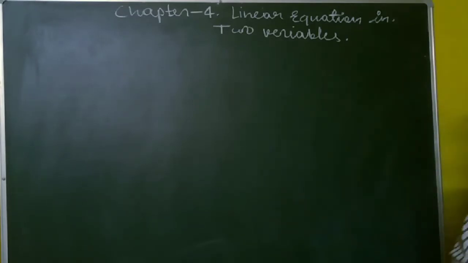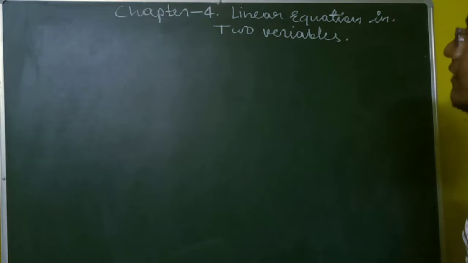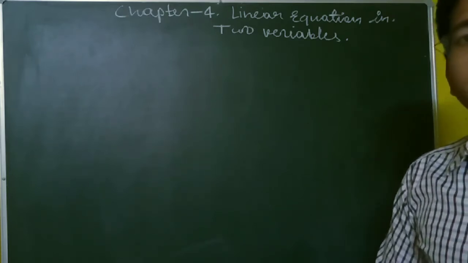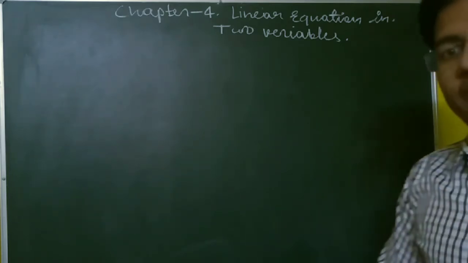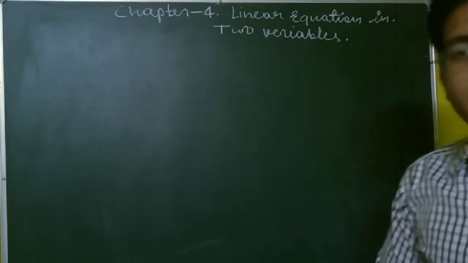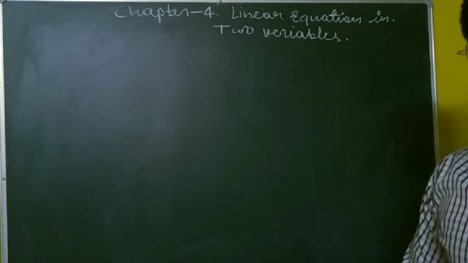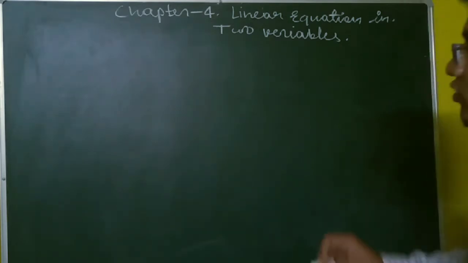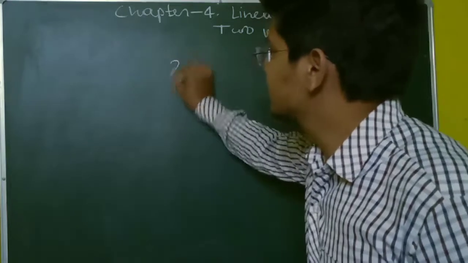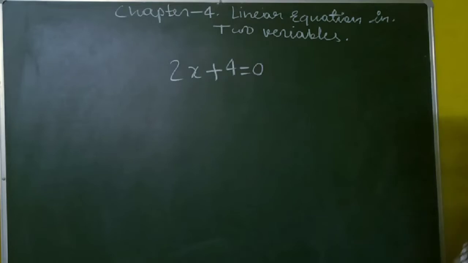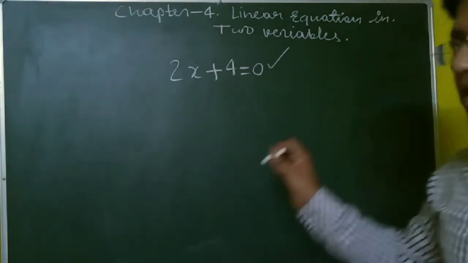Hello students, today we are going to start our chapter 4, that is linear equation in two variables. In this chapter we are going to learn about linear equation in two variables. So before starting the chapter, let us understand what is the meaning of linear equation. In the last year you have learned about linear equations like 2x plus 4 equals 0, as well as you have found the solution of this equation and represented them on the number line.